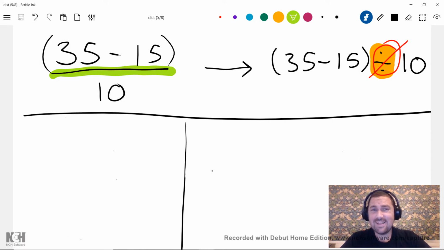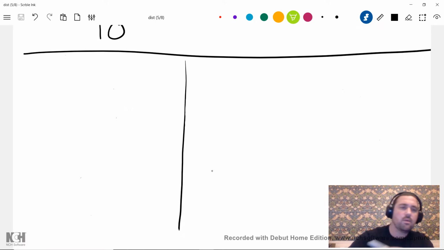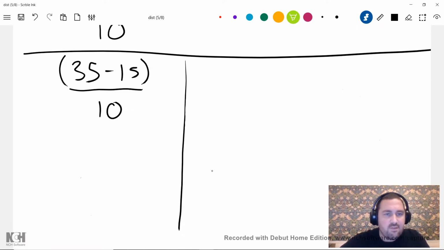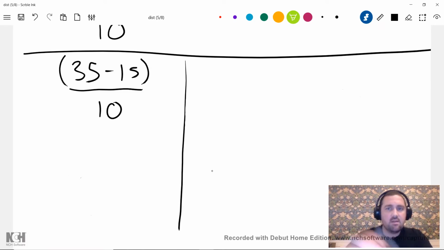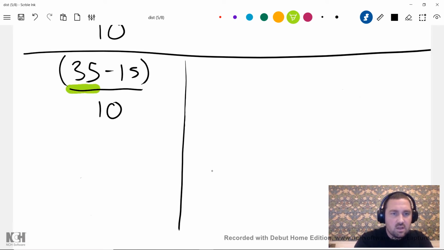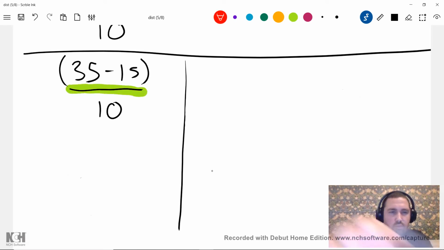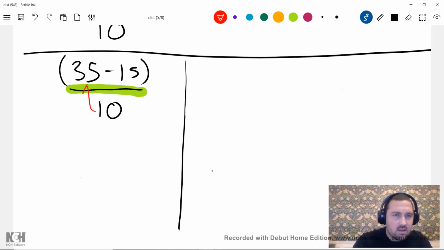Well, it's a lot like how we simplified distribution with multiplication, right? The idea is that everything here is being divided by 10, so we can instead divide the pieces by 10 themselves. Let's look at what this looks like. So we would have 35 minus 15 divided by 10, right? Again, reminder, we have this division bar here. So really, we're dividing both of these two terms by 10.